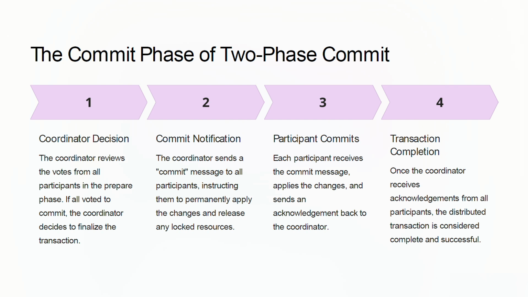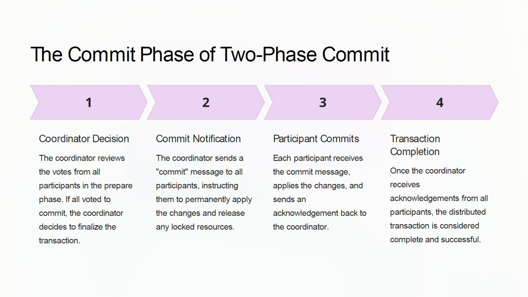In this phase, the coordinator makes the final decision. If all participants responded with yes, indicating they are ready to commit, the coordinator sends a commit message to complete the transaction. However, if even one of the participants responds with no, the coordinator will send an abort message instead. This ensures that the transaction is only finalized if all participants can complete it.